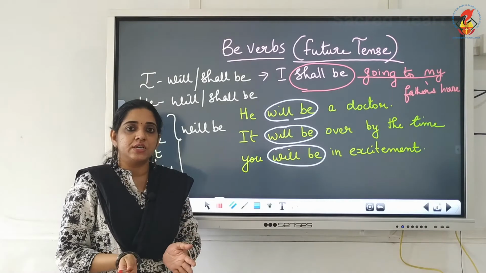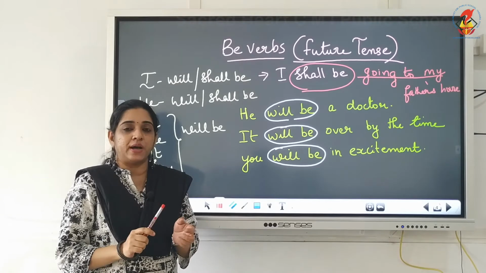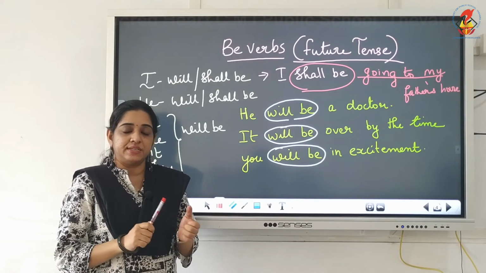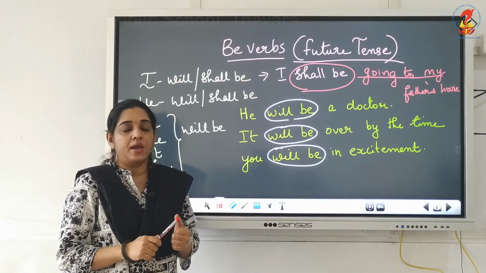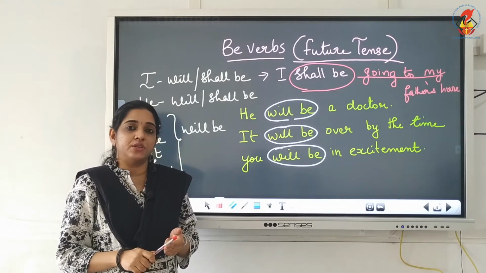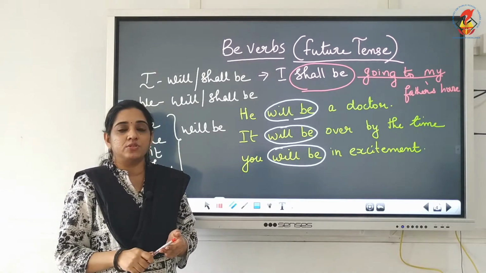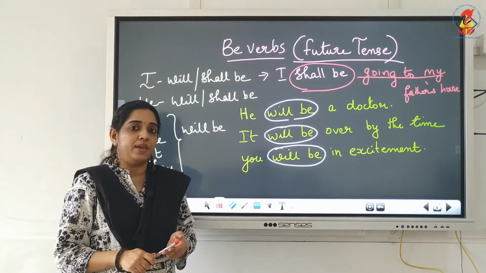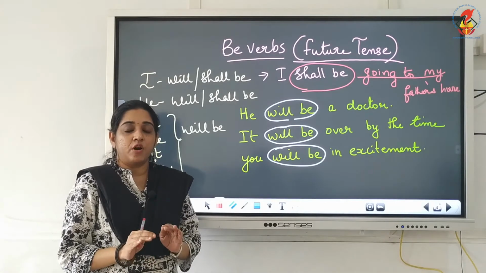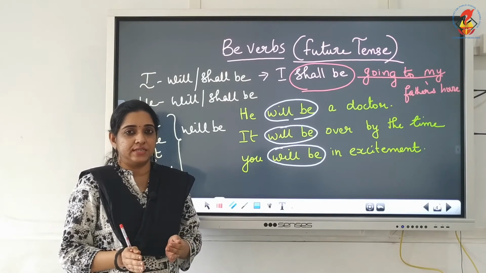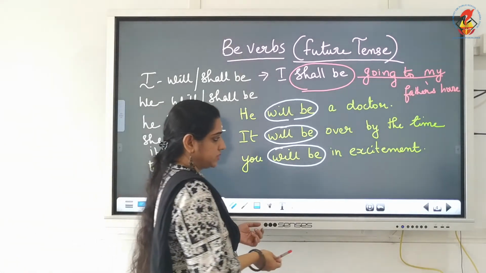So we covered the be forms of verbs in three tenses, which are they? Present tense, past tense and future tense. Present tense be forms of verb include is, am, are. Past tense be forms of verbs include was and were. In future tense be forms of verbs include will be and shall be. So thus we come to the end of be verbs in three tenses.